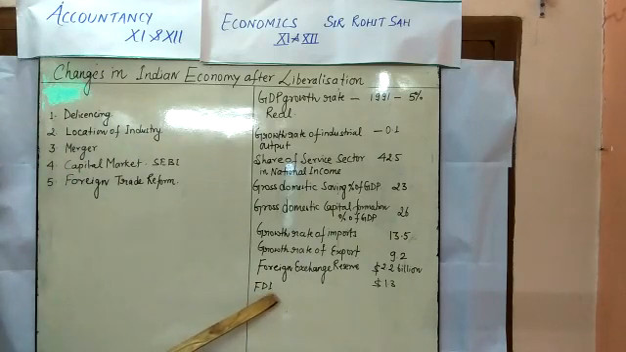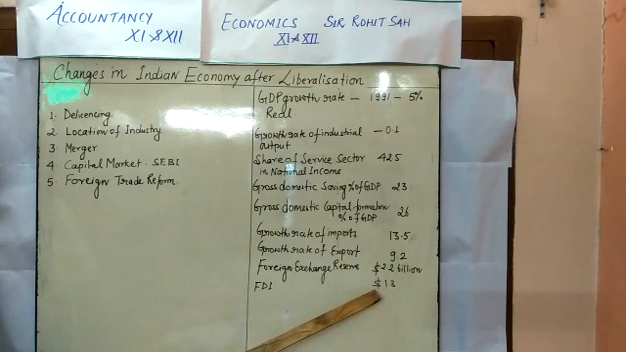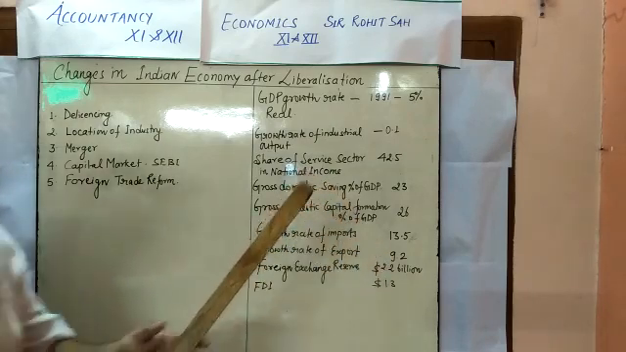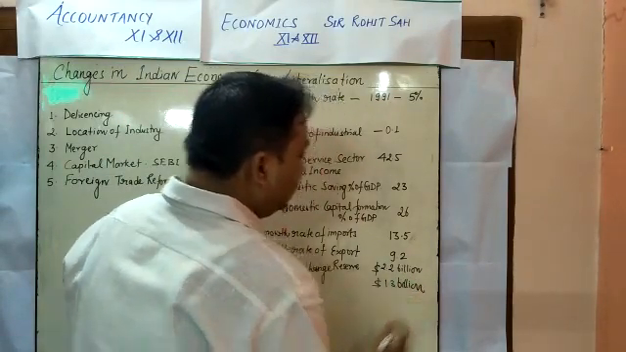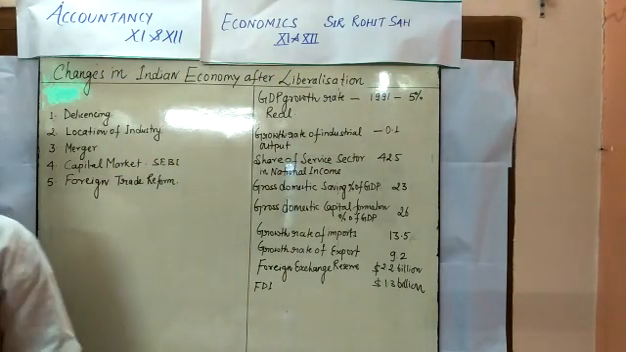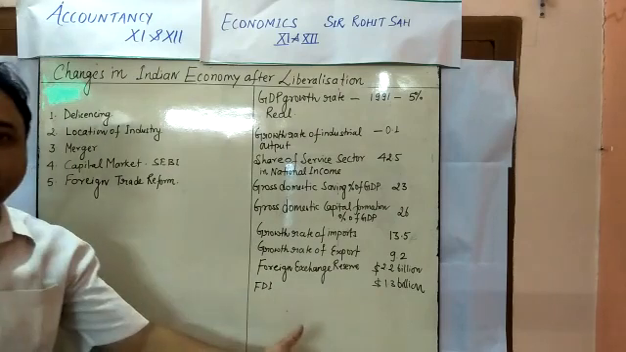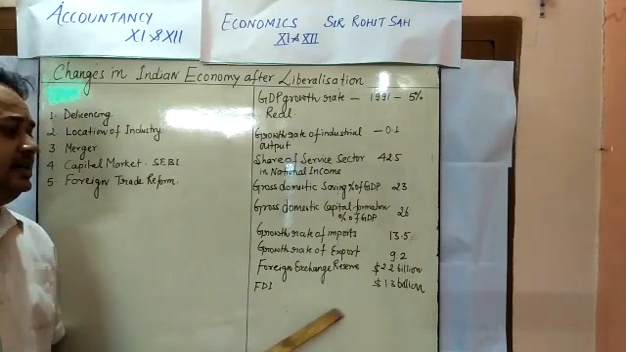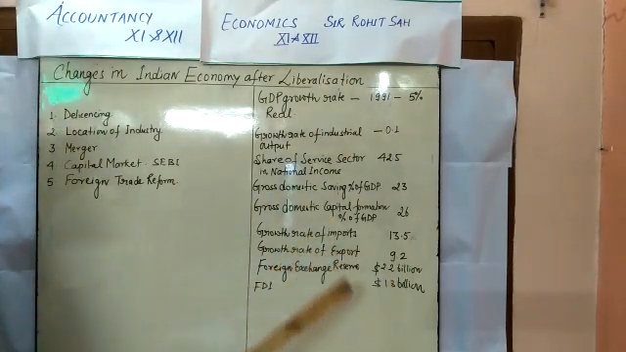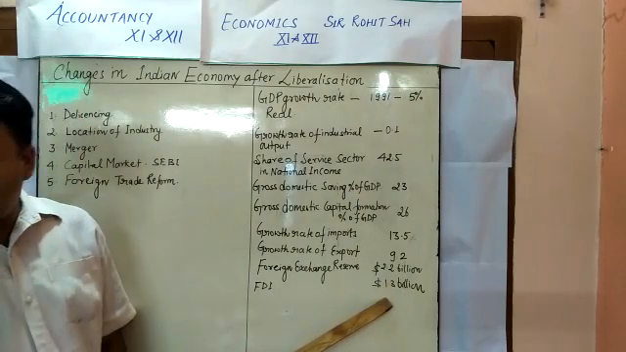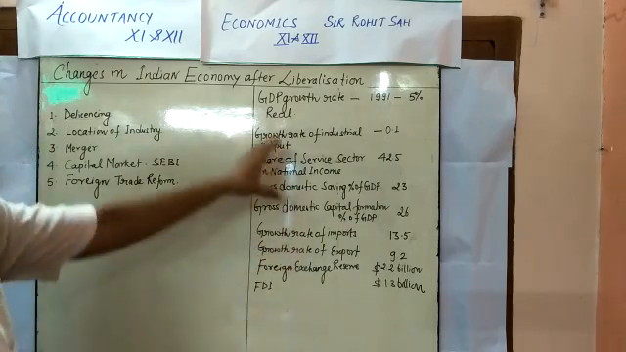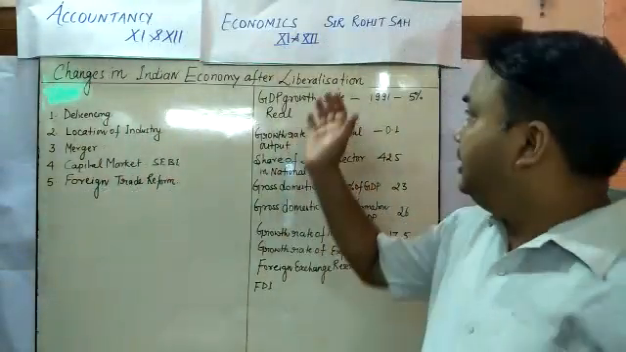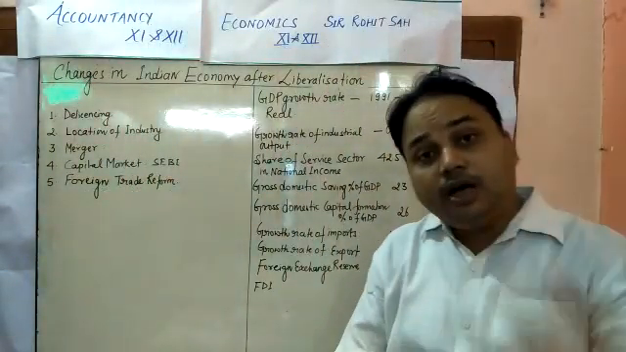Now, last is FDI, that is foreign direct investment. It was also low, only $1.3 billion. That was very low. But now FDI is allowed up to more than 75% in some sectors. You can approximate that it is now maximum $50 billion. So it is our report card of 1991, when the government took a new initiative.